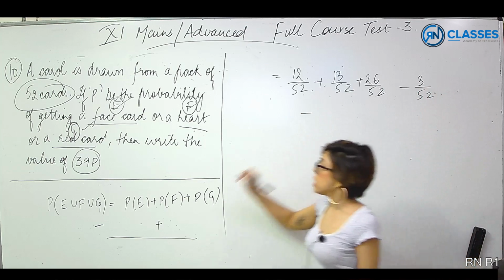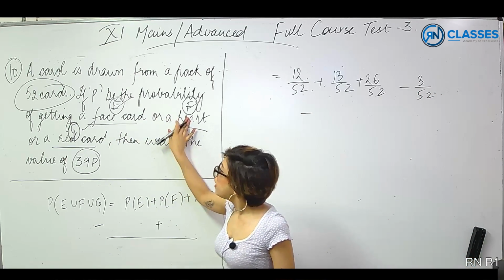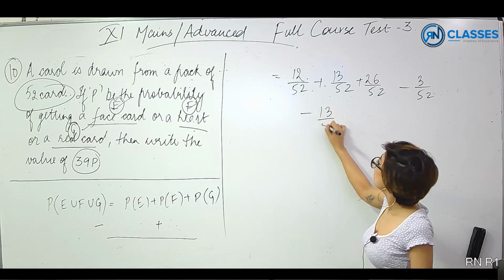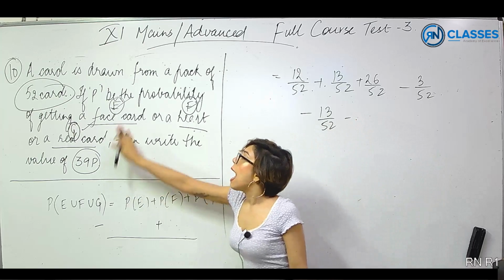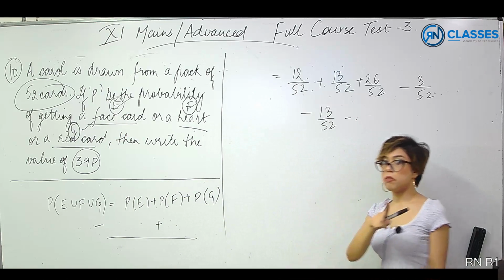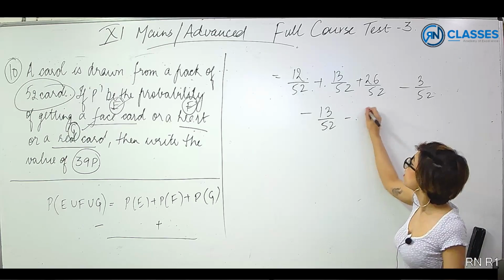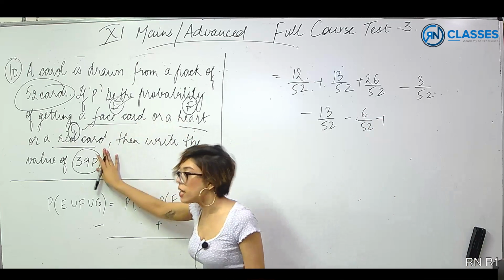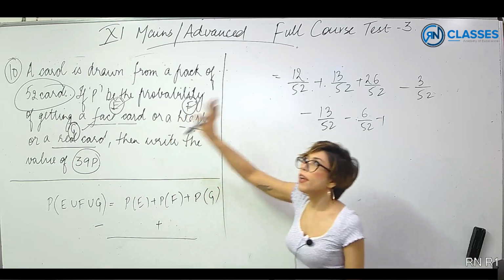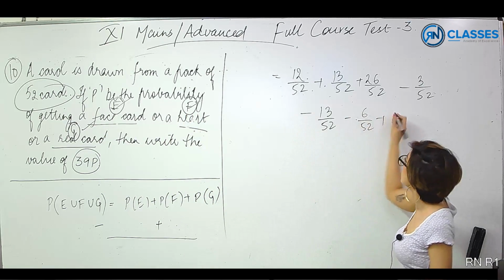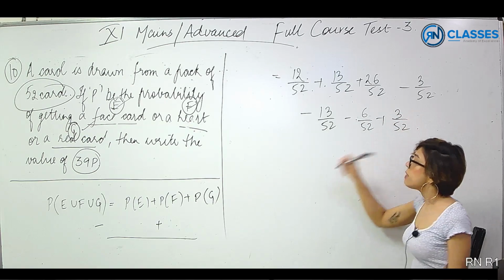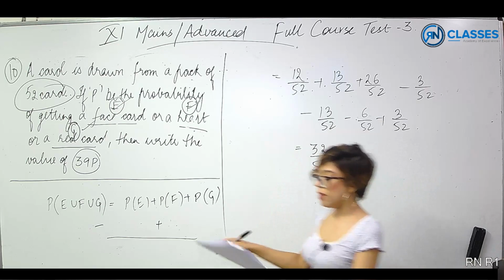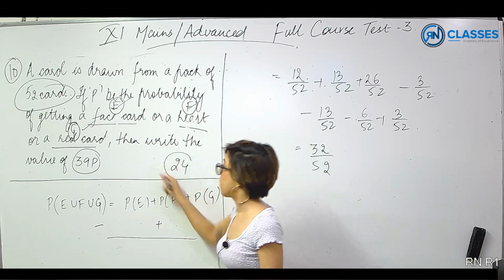Then minus F intersection G, so heart and red. So obviously just heart, 13 by 52. Minus G intersection E, red and face card. So that is 6, because diamond and heart, both of them are red. So 6 by 52, plus all of these: face card, heart, red. So basically that is heart and face card, so that is 3 by 52. Just evaluate it. You will get this as 32 by 52. Substitute it and you will get the answer as 24.